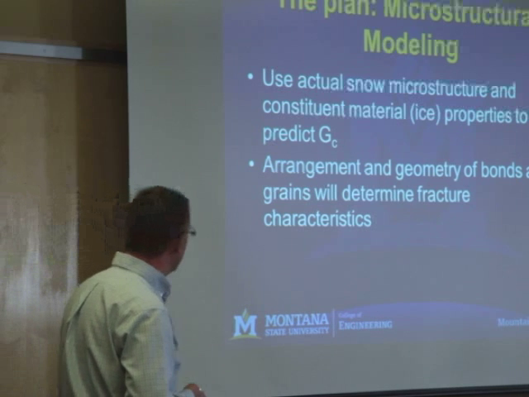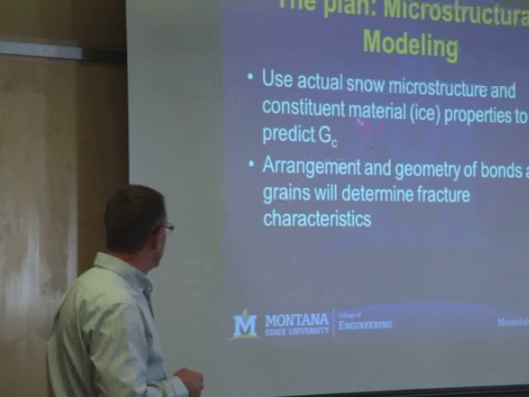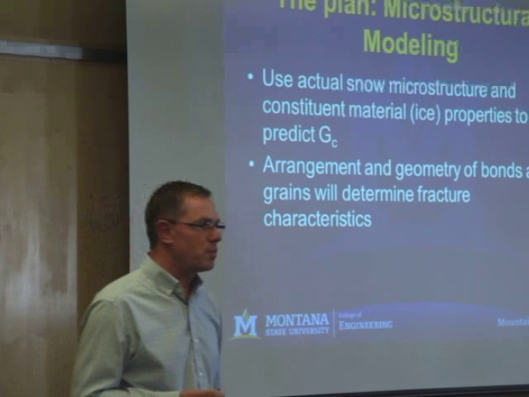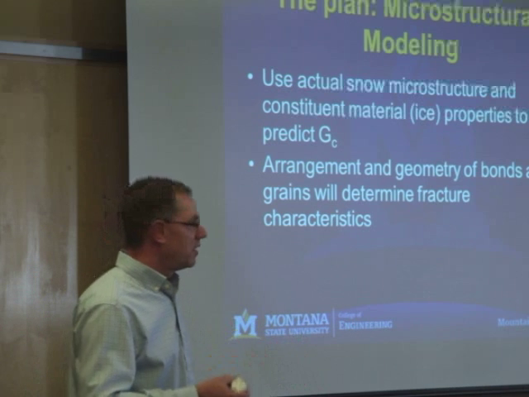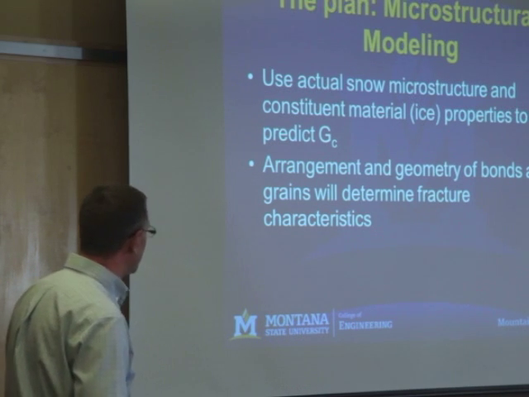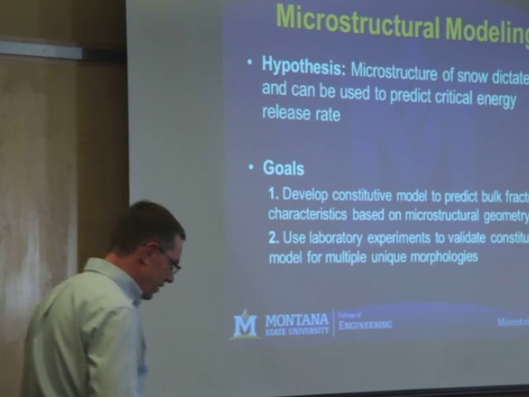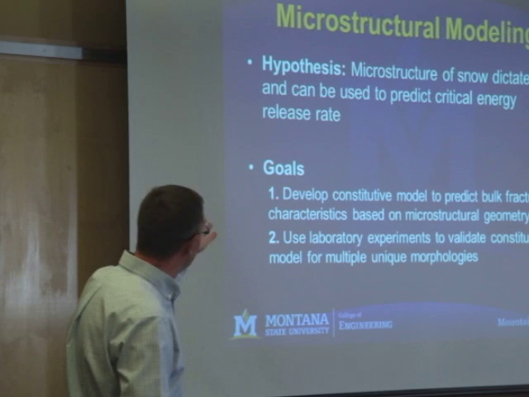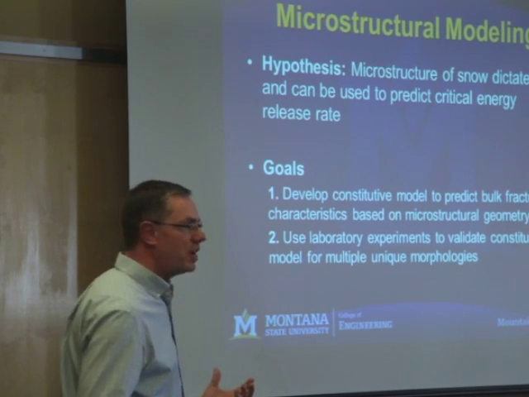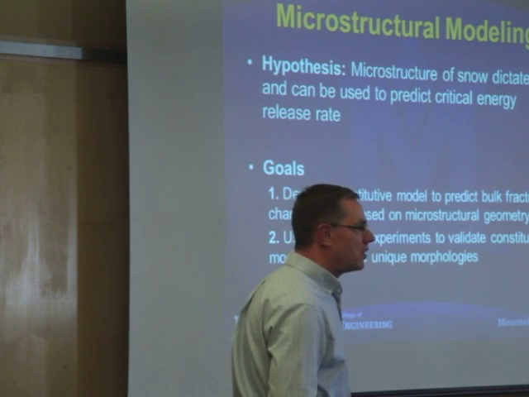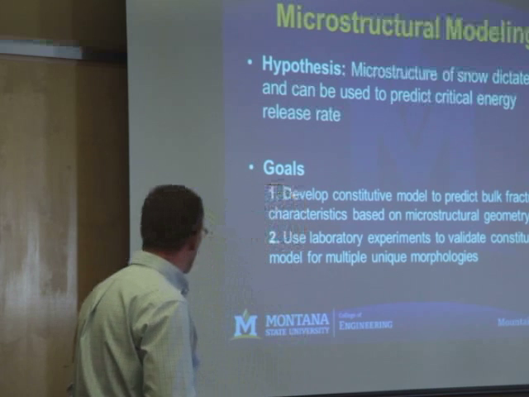This is the plan, is we're going to use the actual microstructure to try and predict this parameter. And of course, as you would expect, the arrangement of the grains, the bonds, what they look like, what the pore space between them is, is going to be pretty critical to determining those characteristics. And so we have to do stuff as a hypothesis. So the hypothesis is that the microstructure dictates this process, that it's the primary mechanism that's dictating the sensitivity of snow to fracture.